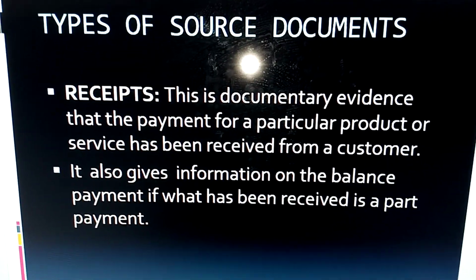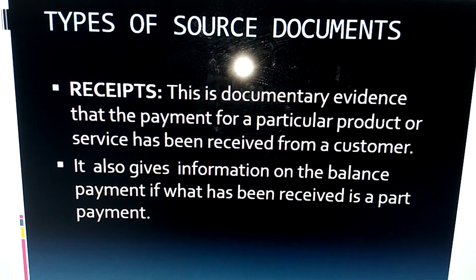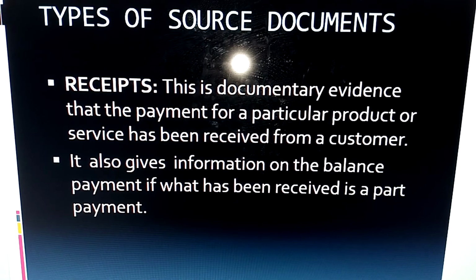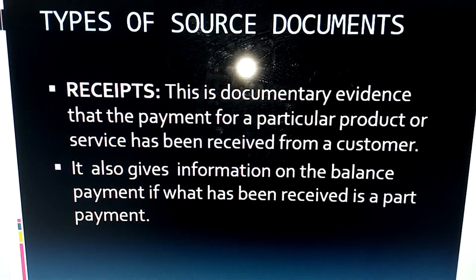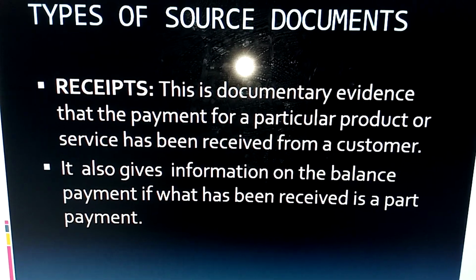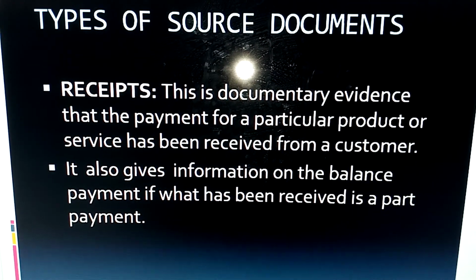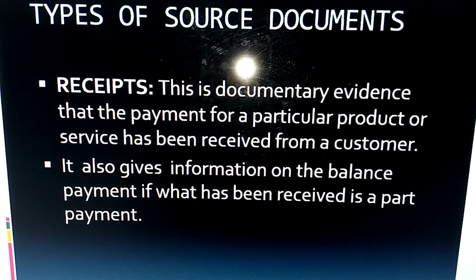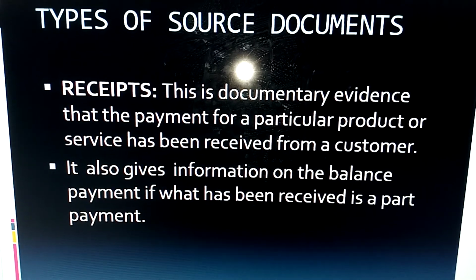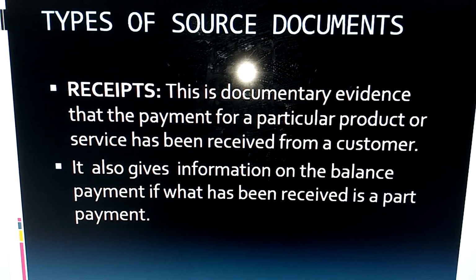The next type of source document is the receipt. The receipt is evidence that payment has been received. So for instance, if you pay for an item, you are issued a receipt. That's evidence that the payment has been made. A typical example is the same receipt you get at ShopRite. Once you pay, they print out something and give it to you. That gives you the details of what you have purchased and how much you paid.